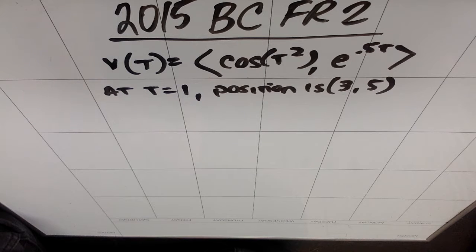So at time t greater than or equal to 0, a particle moving along a curve in the xy plane has position x of t comma y of t with a velocity vector here, right? At t equals 1, the position of the particle is 3 comma 5.